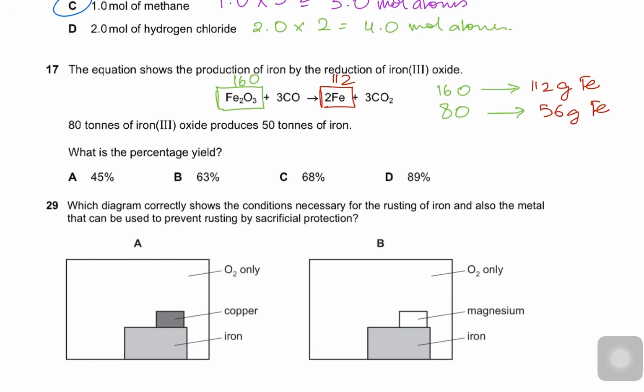If you notice 80, which is half, it should be producing half, which is 56 gram iron. Gram or tons, whatever. So you should be getting 56 tons, but you are getting only 50 tons. So we take a percentage 50 over 56, and that gives us 89.2%. So D for doctor is the answer.